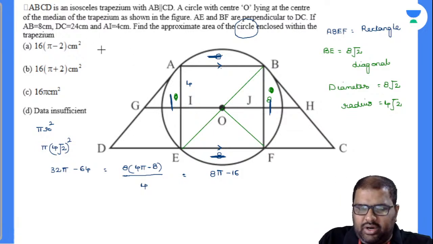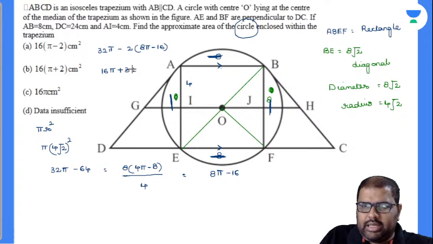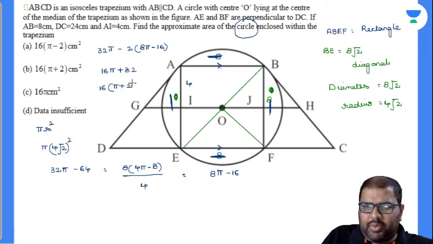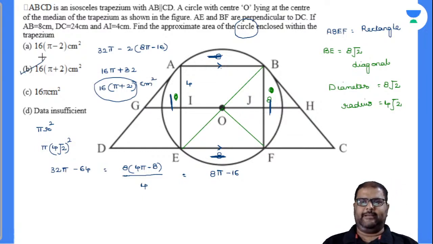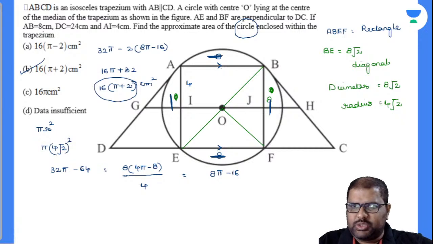So from the total area of the circle, 32 pi, remove 2 parts, minus 2 into 8 pi minus 16. So see here, 8 into 2 is 16, 32 minus 16 is 16 pi, and minus 2 into minus 16 will be 32. Taking 16 as common, 16 into pi plus 2 is the approximate area enclosed within the trapezium, in centimeter square. It's your answer, and option B satisfies there. Perfectly done. No issues? Exactly. Sure. Let's go with the next one.